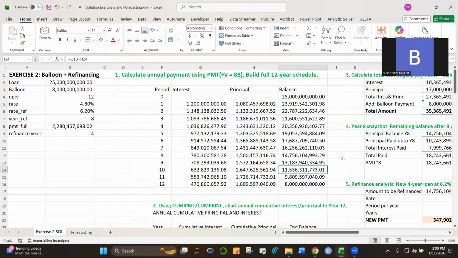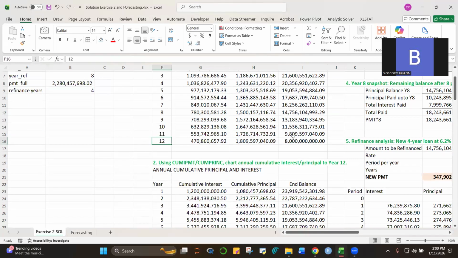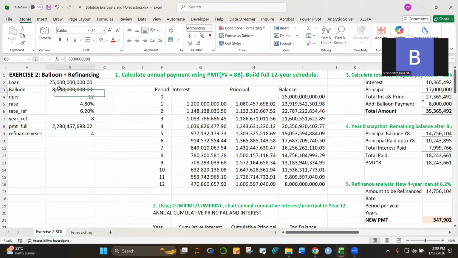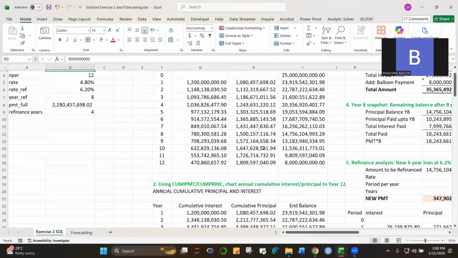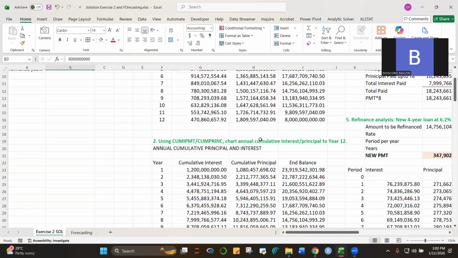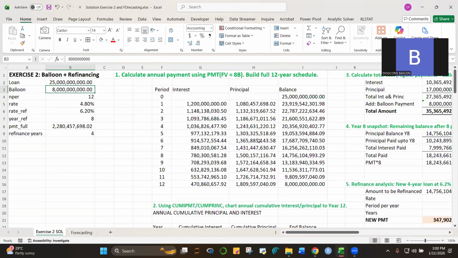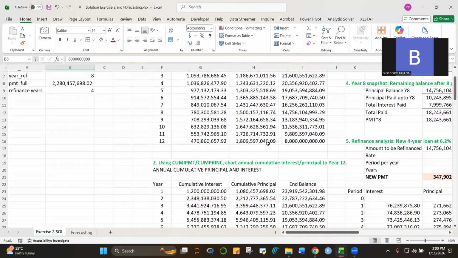So this one, I'm sure you know by heart, but if we copy this down, you'll notice that the end balance is not zero, but rather 8 billion, because this is supposed to be a balloon payment of 8 billion. So this is the amortization table for this problem.